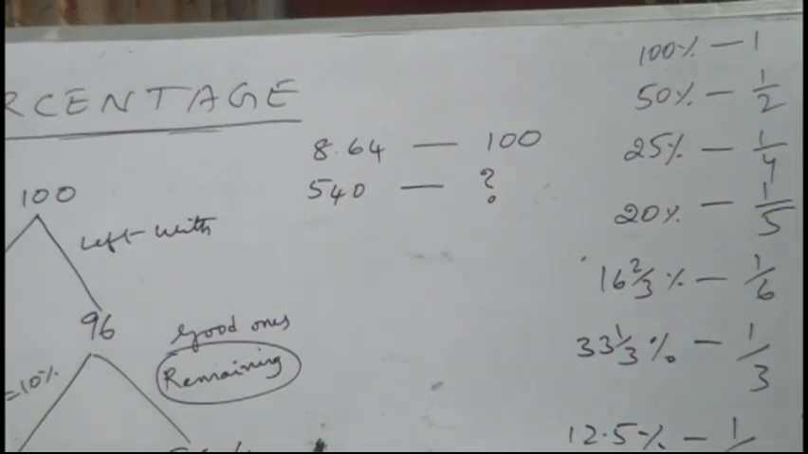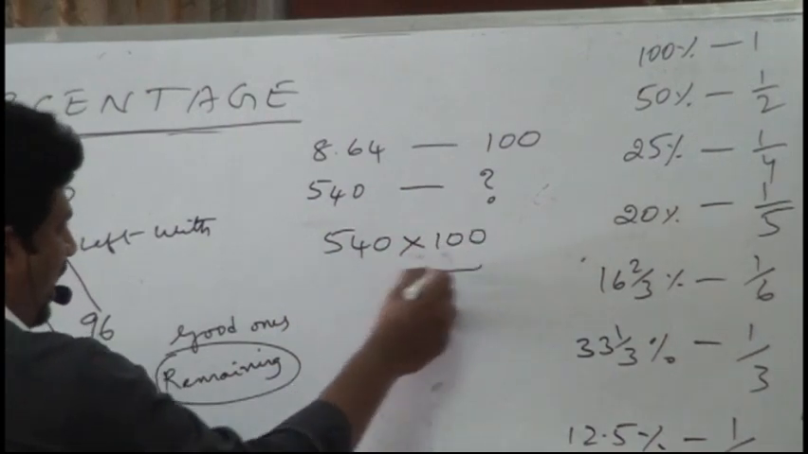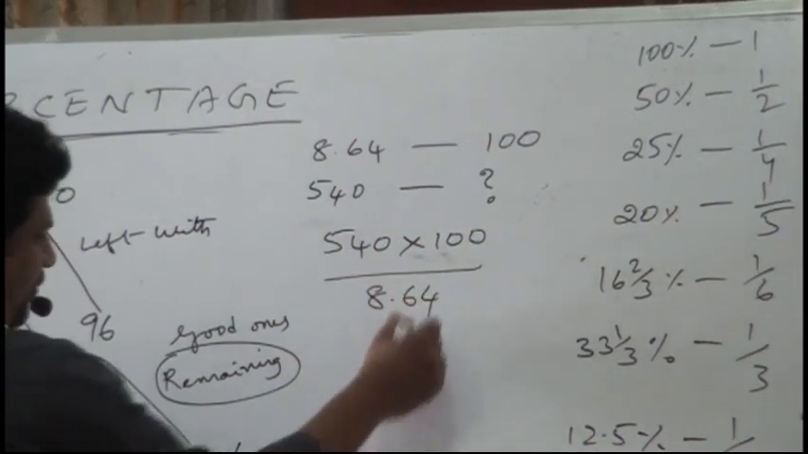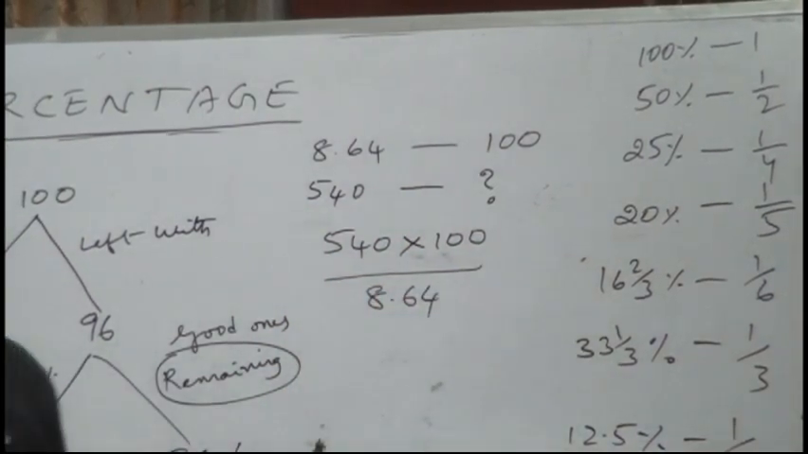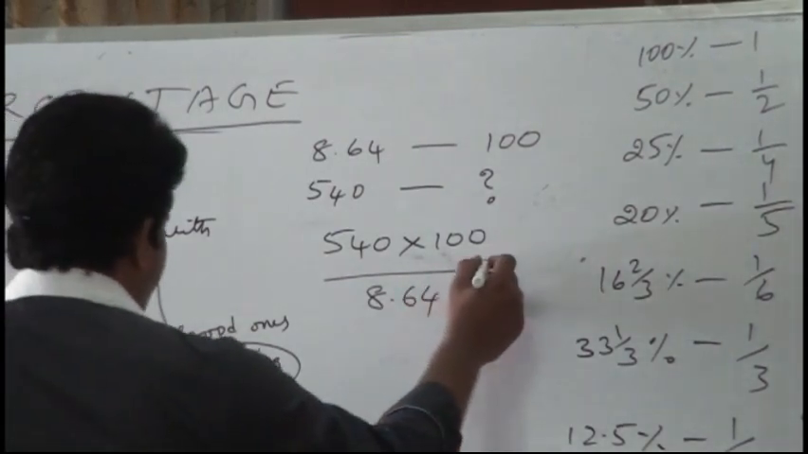As far as these percentages, we calculate the same percentages. So 540 into 100 by 8.64. This is how, when they are in direct variation, this is how we calculate, right? So what is it?